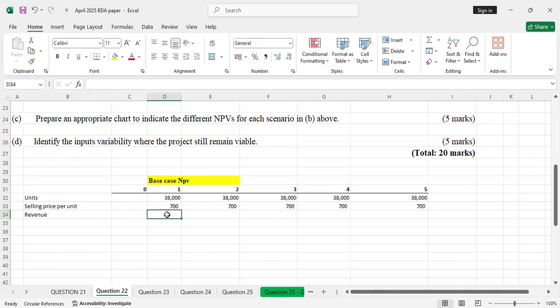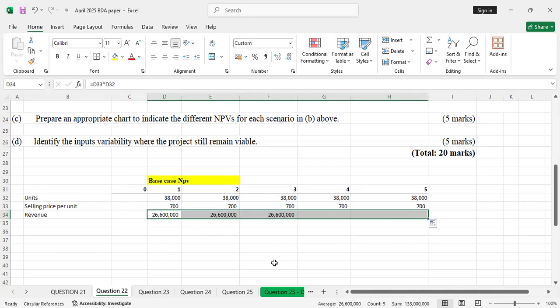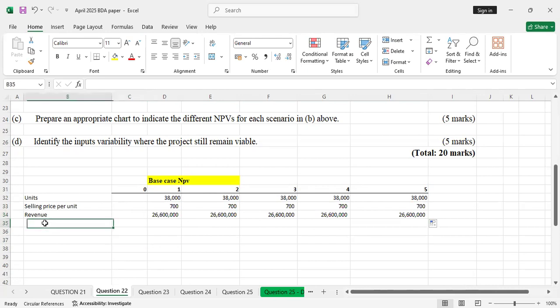What will be our revenue? Our revenue will be selling price per unit times the number of units produced and sold. We'll have that value there. It will be the same revenue throughout the project life cycle.